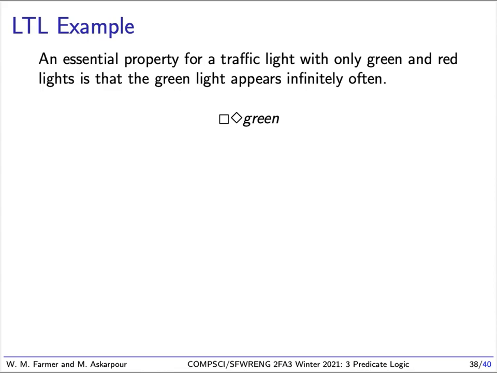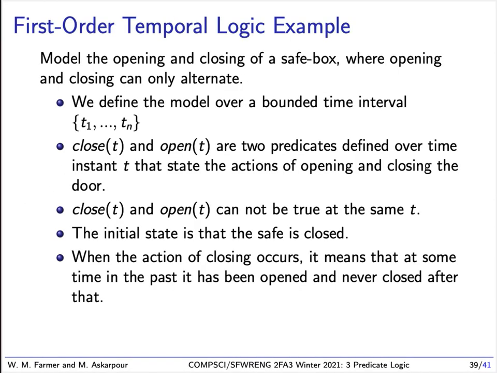But let's see a more realistic example that actually needs first order logic notation. The question asks for modeling the opening and closing of a safe box. The question gives us some indications about the requirement that should be formalized. Opening and closing alternate, meaning that we cannot open an open door. So if the first action is opening, the second one will be closing. The model is considered over a bounded time interval from t1 to tn, and closed t and open t are two predicates defined over time instant t that state the actions of opening and closing the door, or the safe in this case. Close and open cannot be true at the same time.